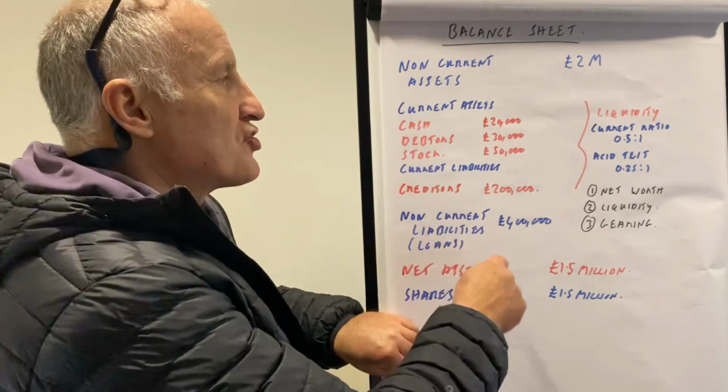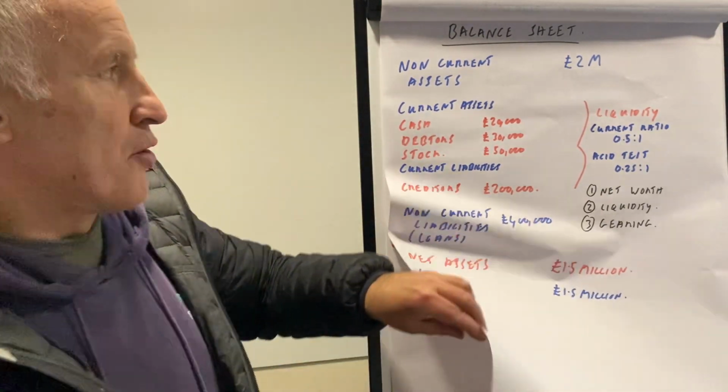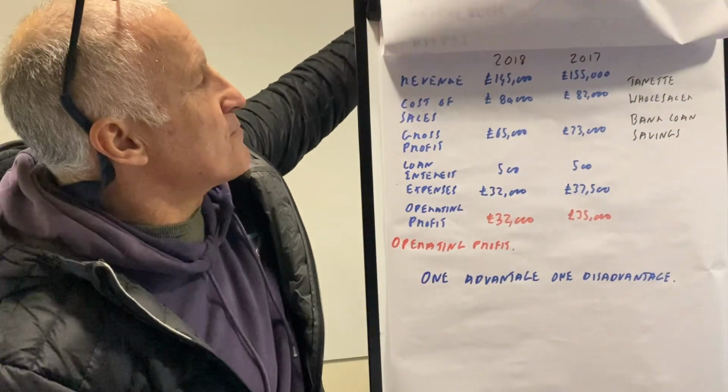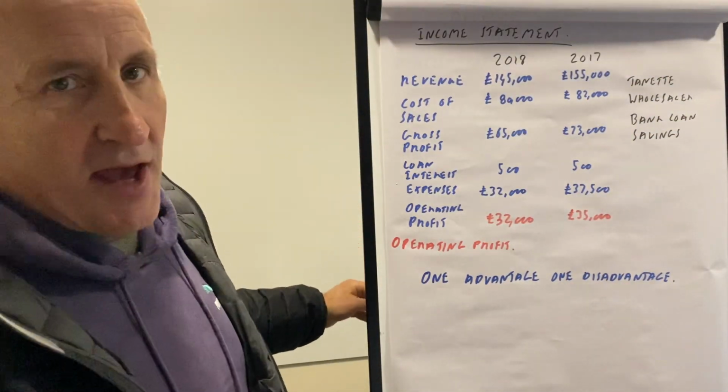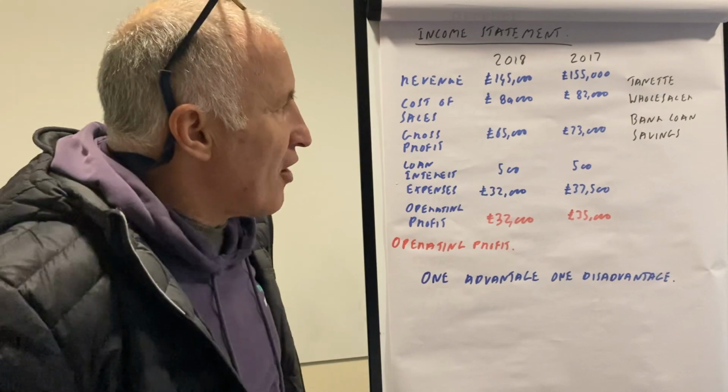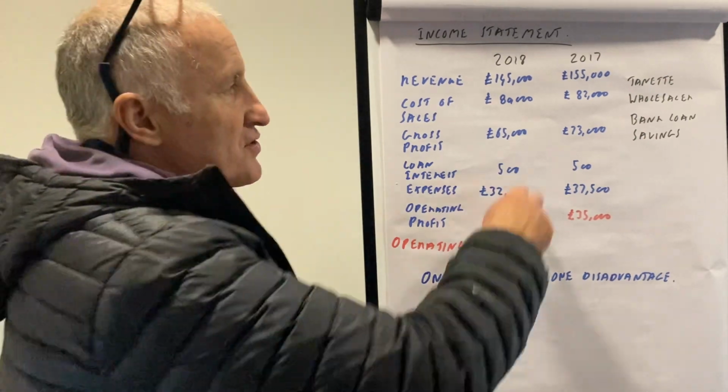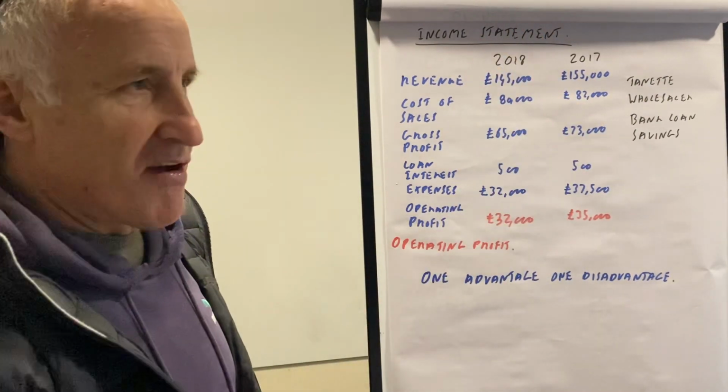Okay, but a balance sheet will show us that, but it will not show us the profit a business is making. So then we get an example of an income statement. What can you tell from it? In this case, obviously the revenue's gone down. Why has the revenue gone down?